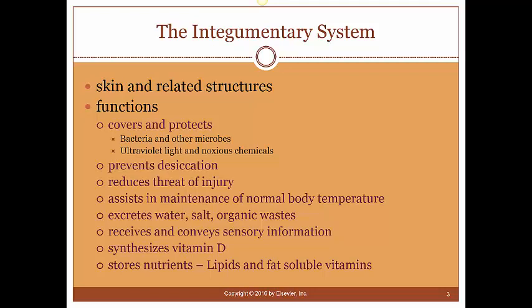The skin is one of the key organs in maintaining normal body temperature for mammals and avians. It excretes excessive amounts of water, salt, and organic waste through sweat. It is very key for receiving and sending on sensory information of the environment. That can be things like temperature, touch, pressure. All of those different things can be conveyed through the integumentary system. It's very important in the presence of sunlight to make vitamin D, and then it stores nutrients mostly in the sub-Q area in the forms of lipids and fat-soluble vitamins.